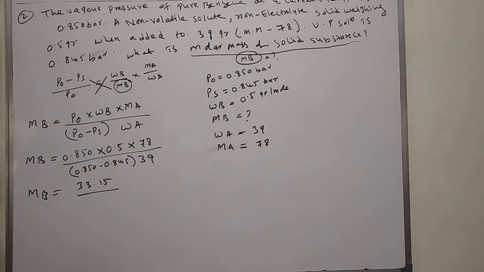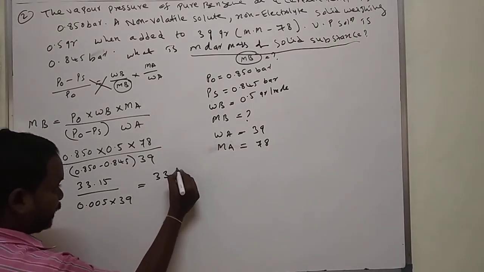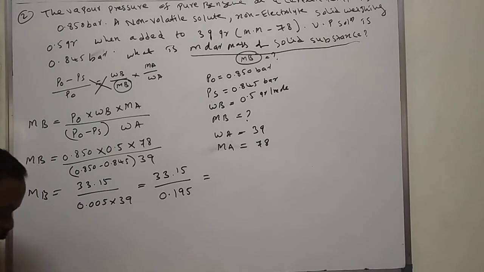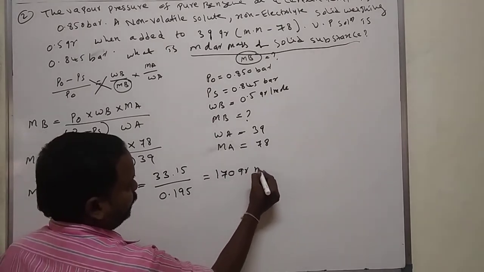Okay, next, here 0.850 minus 0.845 is equal to 0.005 into 39, that is 0.195. So 33.15 by 0.195 is equal to 33.15 divided by 0.195, which is 170 grams per mole.